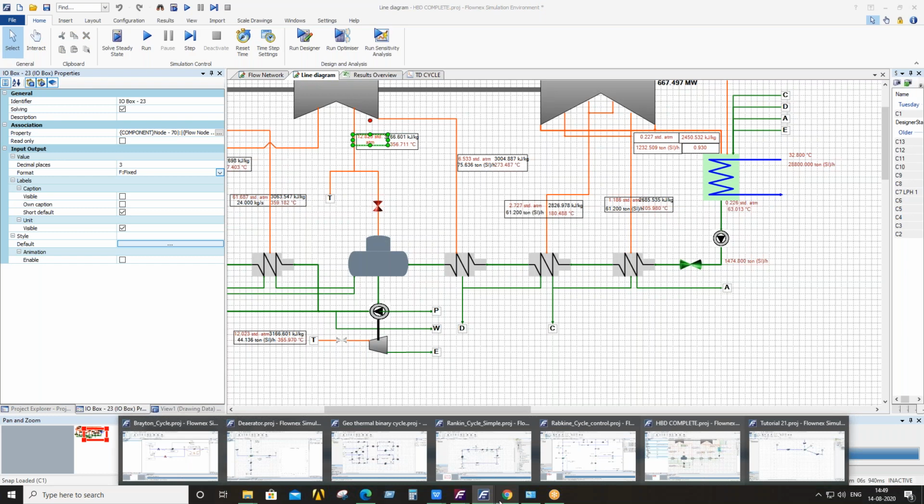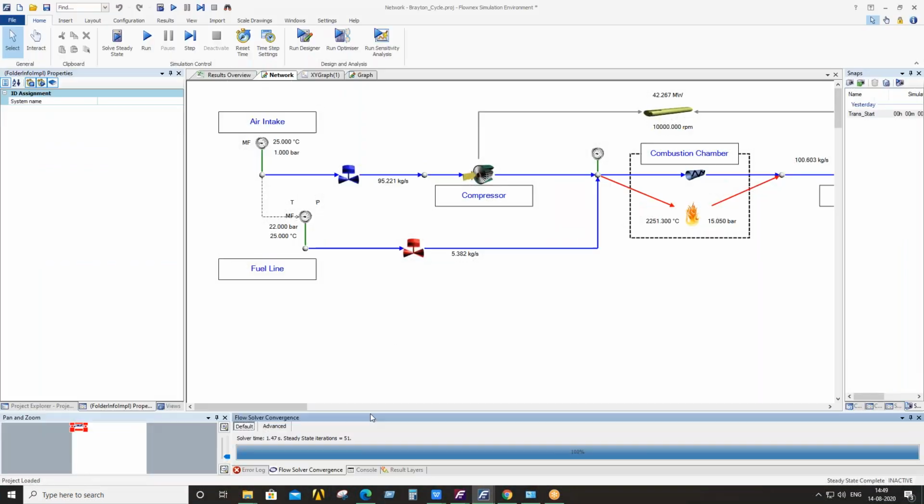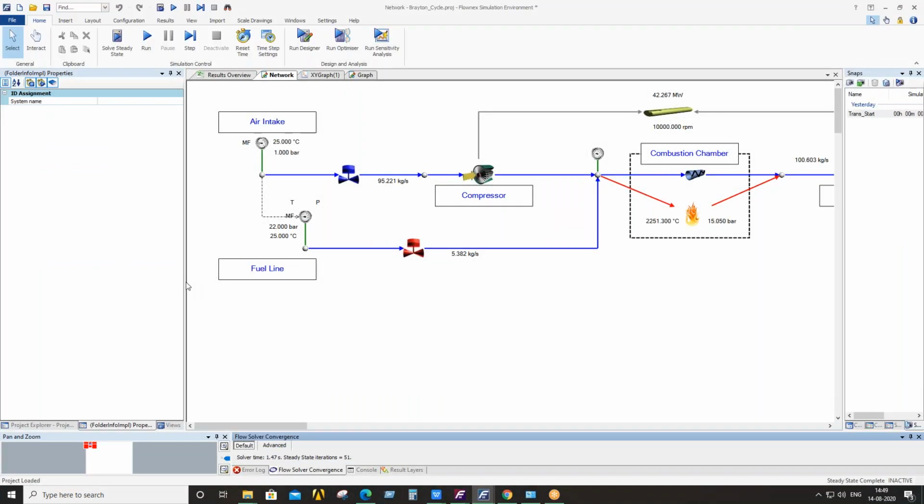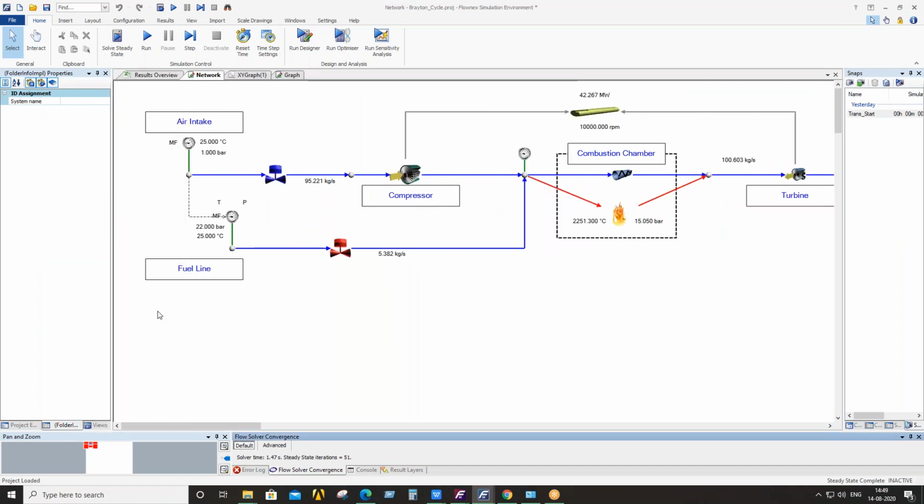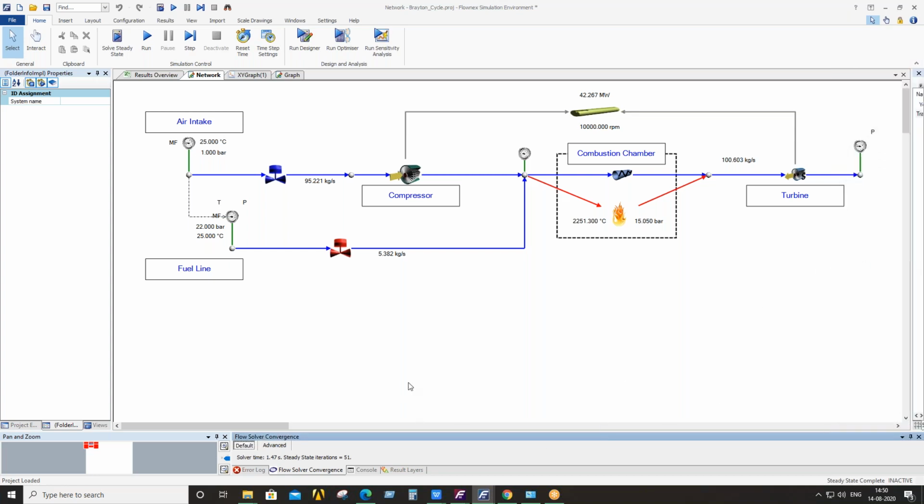Now you can model the Brayton cycles, the gas power plants, in Flownex, for which you can see the model for the Brayton cycle. And as you all know, the Brayton cycle operates between two adiabatic processes. One is adiabatic compression, then isobaric heat addition, then adiabatic expansion, and then isobaric heat rejection. Here it is the simplest one, the open Brayton cycle.